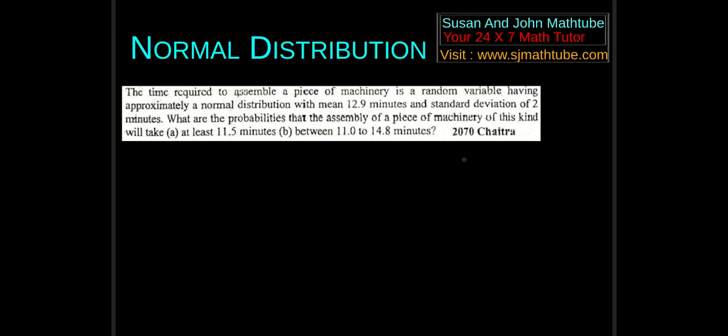Okay, now one more question. That's from 2070. Here they're asking probability. This is about assembling a piece of machinery, and it is given that the assembly time is normally distributed. So you can try these questions, and I'll be back soon.